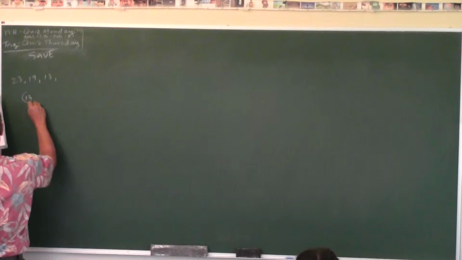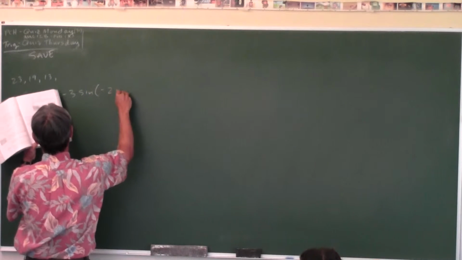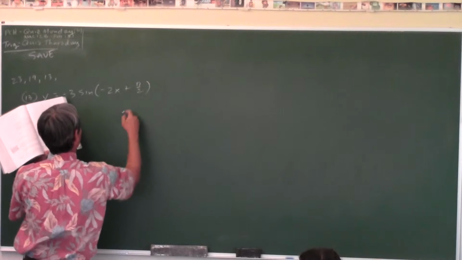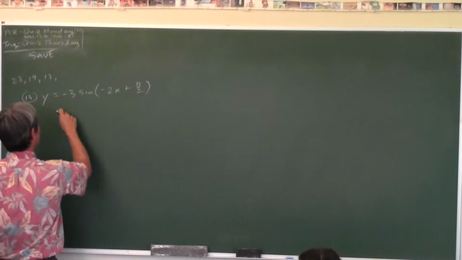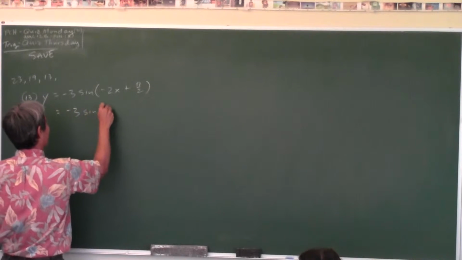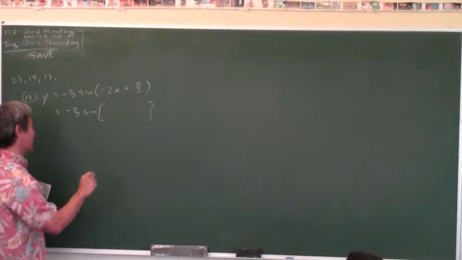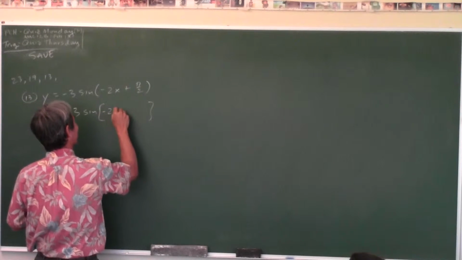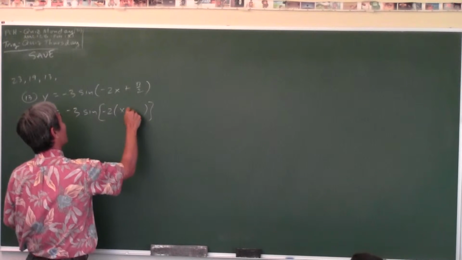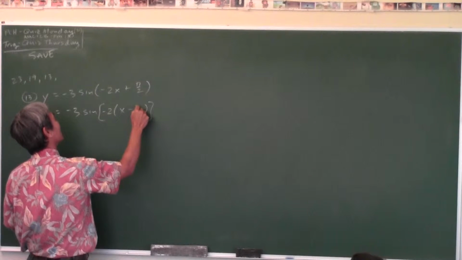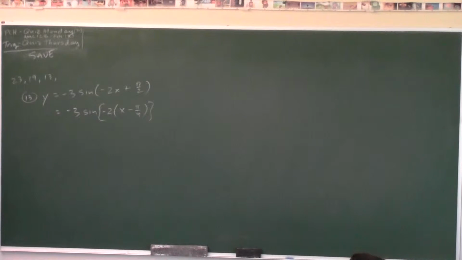Okay, number 13. Y equals -3 sine of (-2x plus pi over 2). The first thing you gotta do is whenever x has a coefficient on it, you need to factor it out. So if I factor out this -2, what's gonna be left? X minus pi over 4. Can you guys do that?